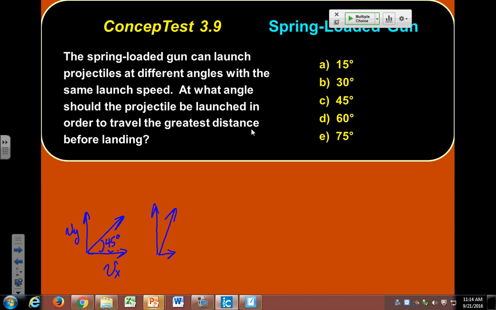On the other hand, if I have a really shallow angle, I get a big Vx, but I get a little bitty Vy. So in this case, not much hang time because Vy is small, even though I have a big Vx, but it's not in the air long enough to go very far. So 45 degrees, even though it doesn't give a maximum Vx or a maximum Vy, it maximizes those two values together to give you a maximum range. Y'all follow me on that? Well, how that works? Good.